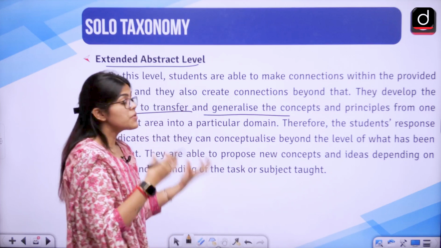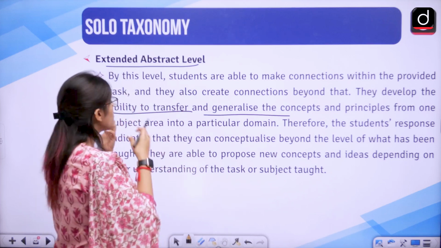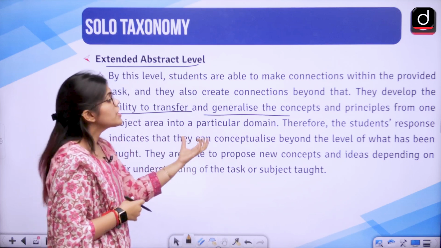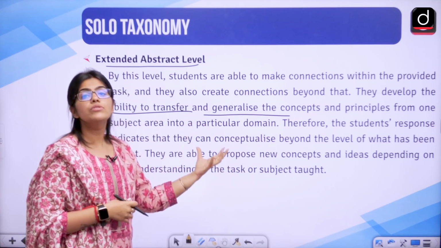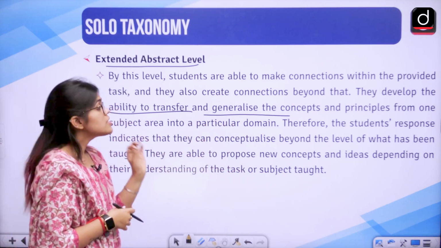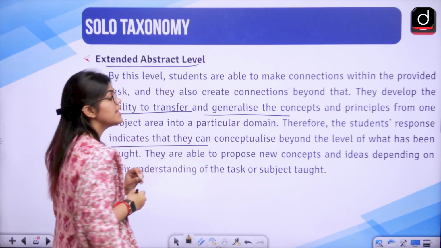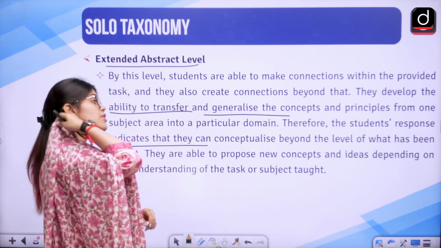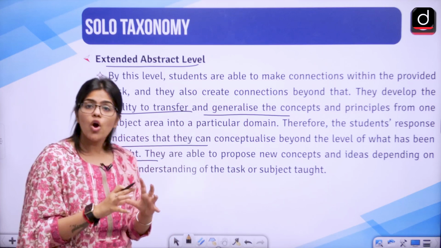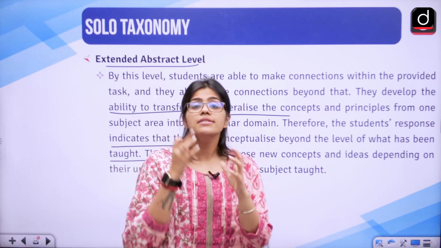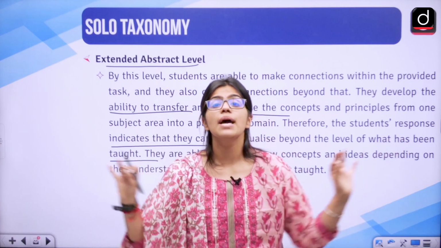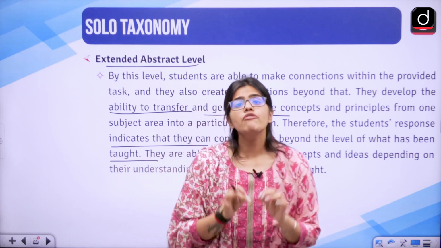There are other principles, other concepts from one subject area, that is the principal domain. The particular domain is clear to them, and now they can relate it to the other domains as well. Therefore, the student's response indicates that they can conceptualize beyond the level of what they have been taught. What they have been taught, they are good at it. They can study those things, but they can conceptualize, they can move one step further. This is the quality of a good learner.